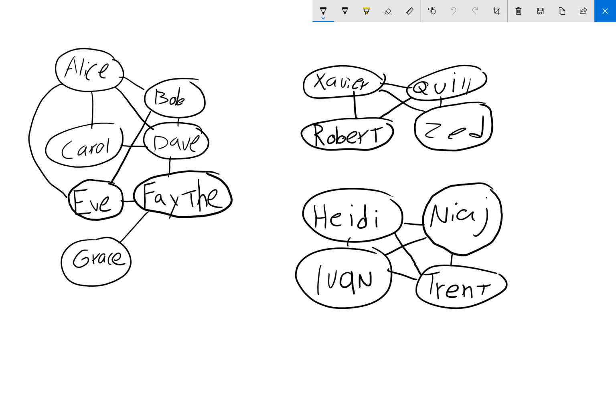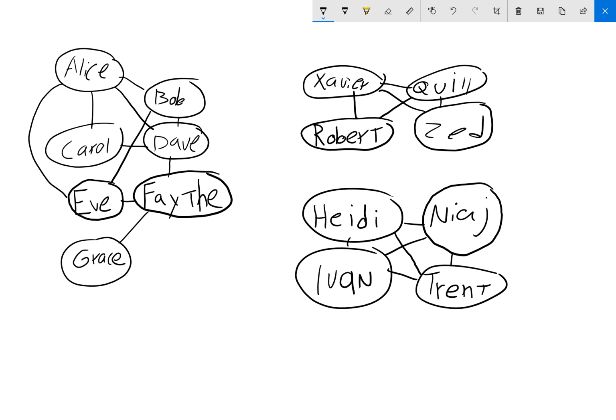So we've got this first graph here. This graph is the largest graph, and it's disconnected from these other two graphs, right? Alice is friends with Dave and Carol and Bob. Eve is friends with Bob and Faith. Grace is only friends with Faith. And Dave is friends with Alice, Bob, Carol and Faith. So he's like the most connected person.